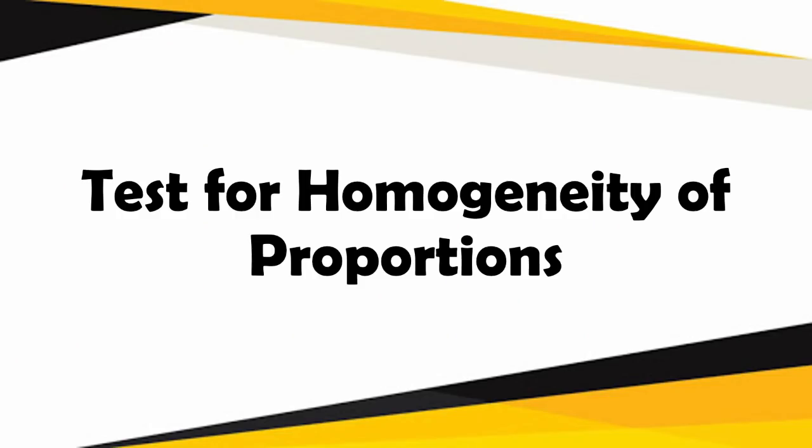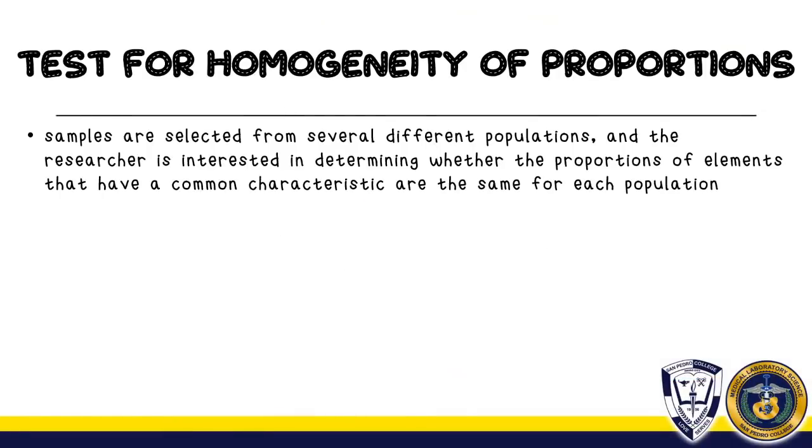Okay? So for our last one, the test for homogeneity of proportions. Now, samples are selected from several different populations. Let me just read. And the researcher is interested in determining whether the proportions of elements that have a common characteristic are the same for each population. Remember the word homogeneous. When we say homogeneous, it means that it is the same, whether in structure or composition, basta they are the same.